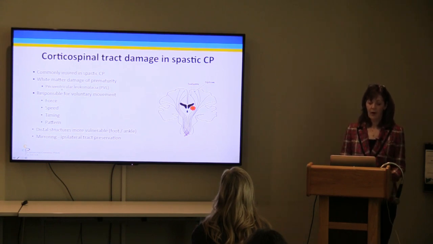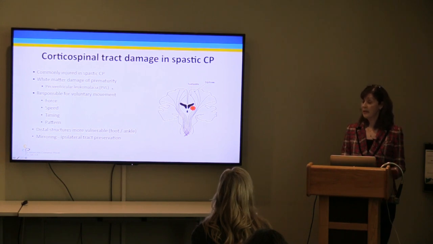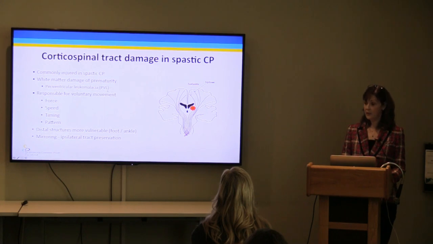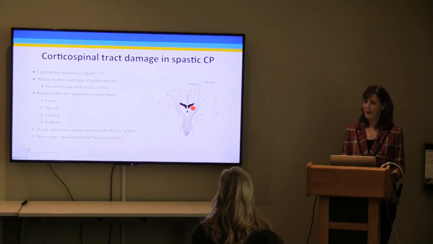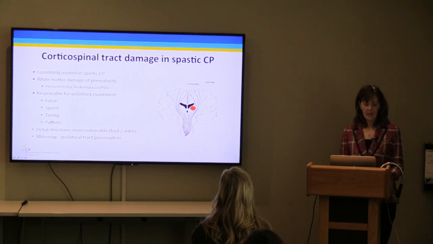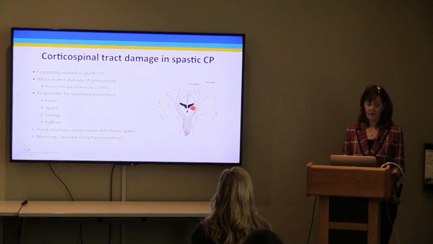And one of the diagnostic terms from magnetic resonance imaging is PVL, or periventricular leukomalacia. So if we look at the ventricles, peri means around the ventricles, and leuko is white, malacia is bad. So it really means bad white matter around the ventricles in Latin. So these tracts are responsible for voluntary movement, which includes force, speed, timing, and pattern of movement.